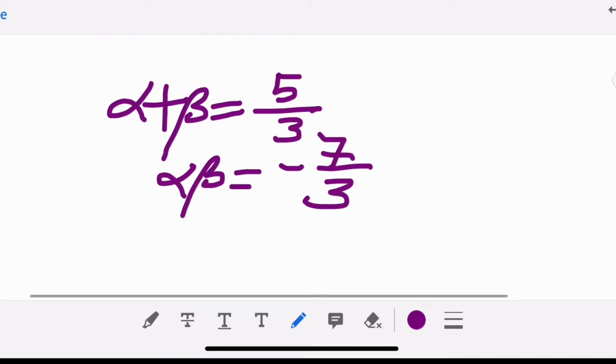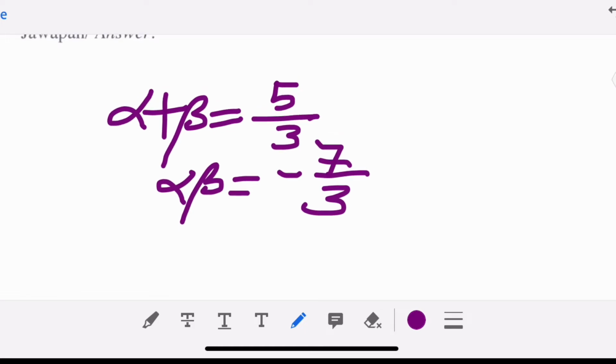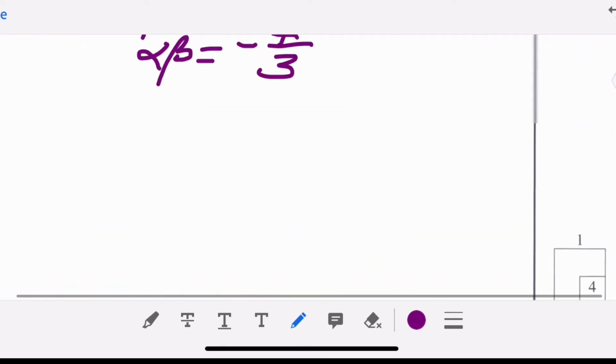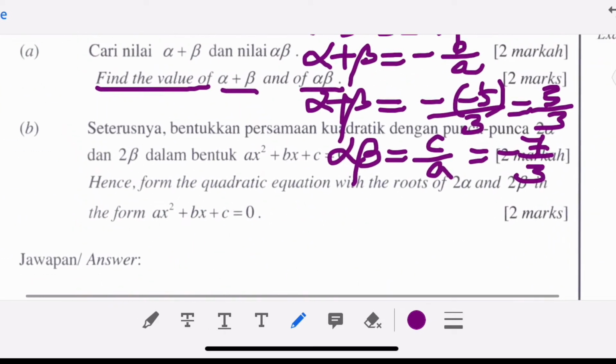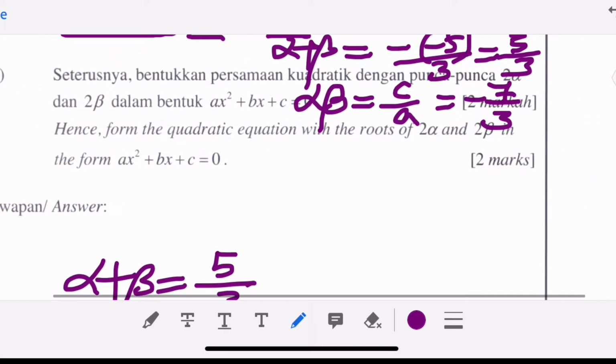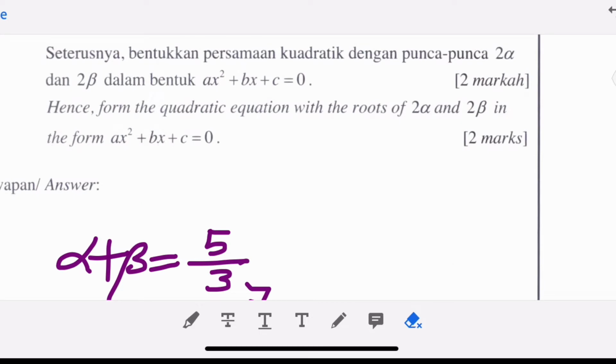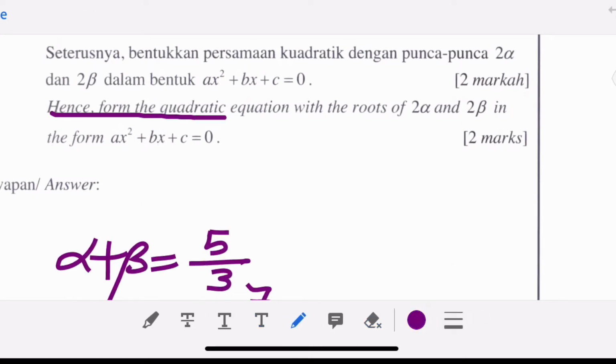The question is a direct question. Let's proceed to the next one. For part B, we haven't discussed. Hence, form the quadratic equation with roots 2 alpha and 2 beta in the form of ax squared plus bx plus c equal to 0.